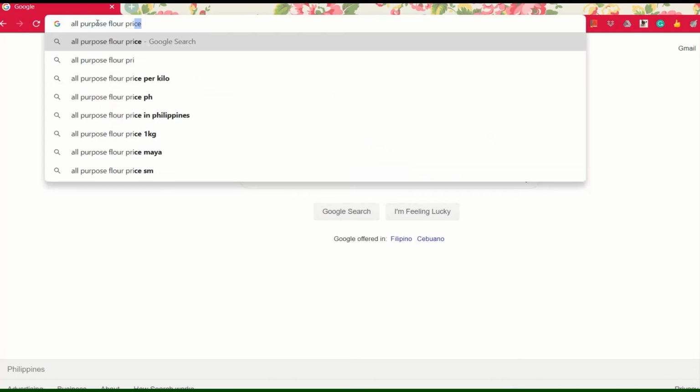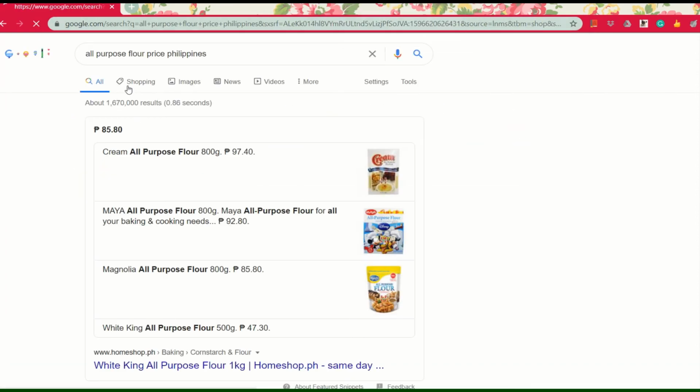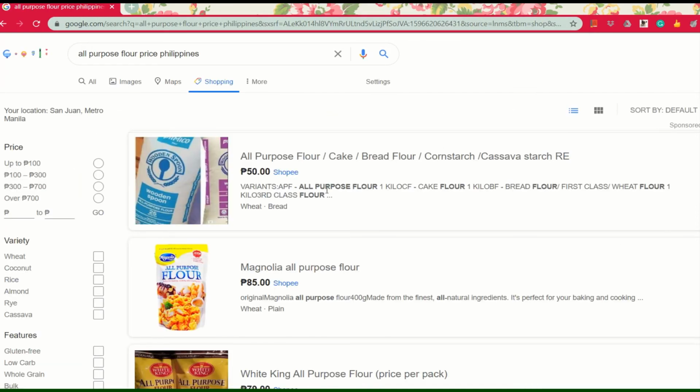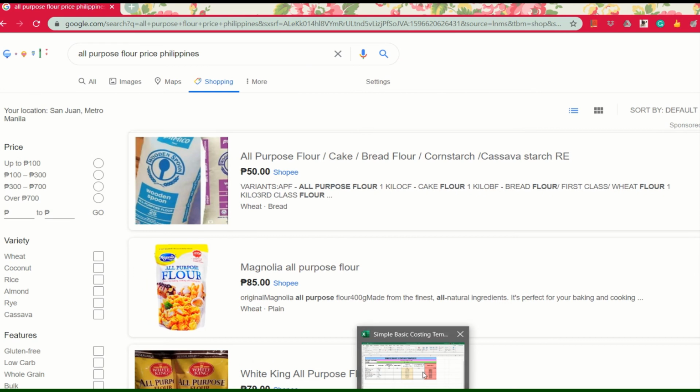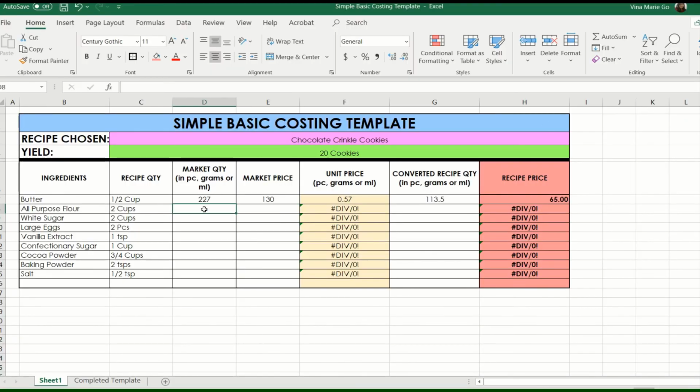I am Googling now all-purpose flour price. As you can see, for example, you already have it in the pantry and you don't know how much it costs, just get one of the prices here. You will see the labels anyway, so check which brand you bought so that you can get the most accurate cost. And then you just add the price here and add the quantity in grams.